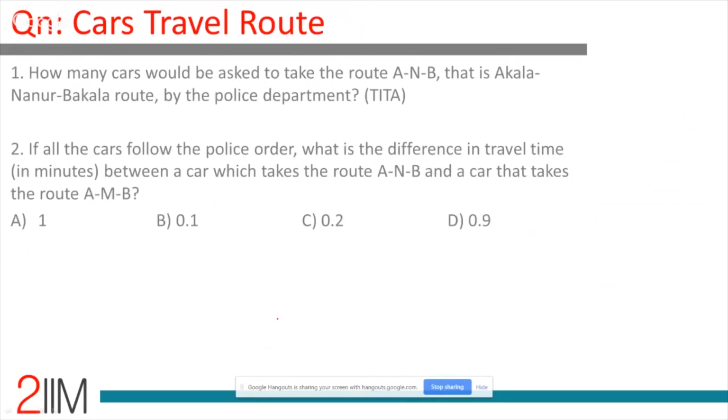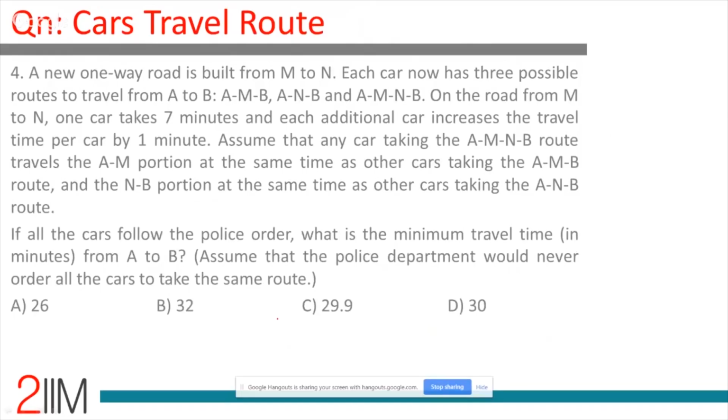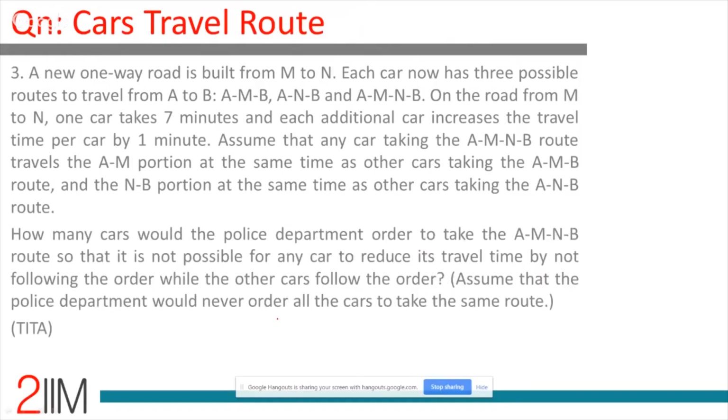Right? How many cars would be asked to take the route A and B by the police department? If all the cars follow the police order, what is the difference in travel time between a car which takes A and B and a car that takes A and B? And then as ever, we have more constraints for questions 3 and 4. Thankfully, similar, one set of constraints is the same.